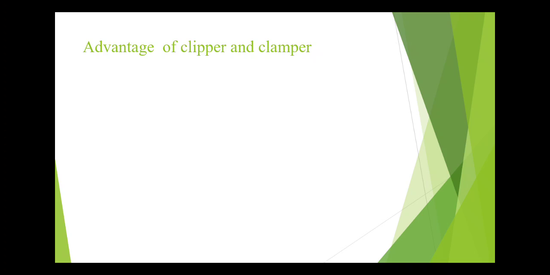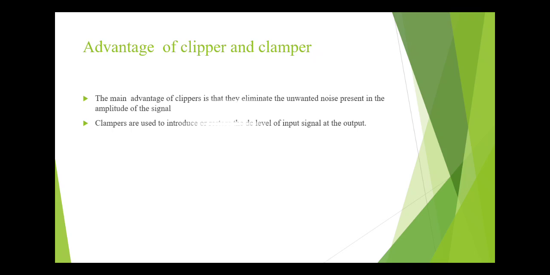Advantage of clipper and clamper. The main advantage of clipper is that they eliminate the unwanted noise present in the amplitude of the signal. Clampers are used to introduce or restore the DC level of the input signal at the output.